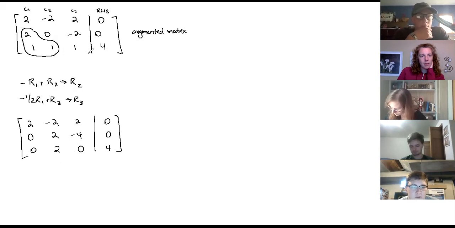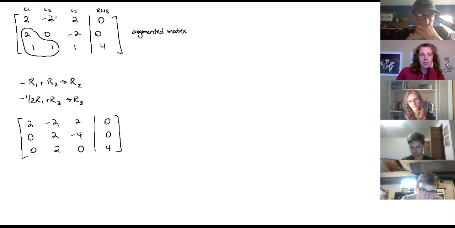Can you explain the last row one more time for me? This one right here? Yeah. This operation. Like how you got the 0, 2, 0. Oh, sure. So -1 times the first row plus the third row. Oh, okay. So -1/2, I'm sorry. -1/2 times the first row plus the third row. Yeah. So -1/2 times this is +1. Add to +1, I get +2. -1 added to 1 gives me 0. And then I still have a 4 down here.